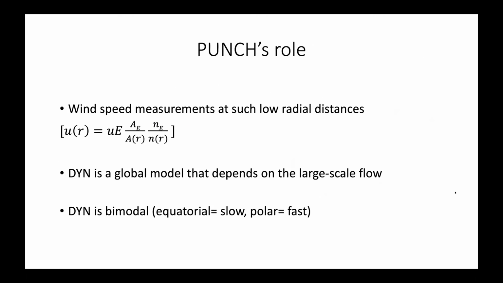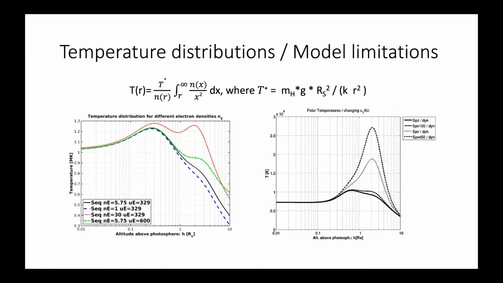And in the next slide, we can see the temperature distributions as they come from this model. As you can see, the left graph is for the equator. Now we use the equator as a proxy of the slow solar wind, and we use the polar region as a proxy for the fast solar wind.